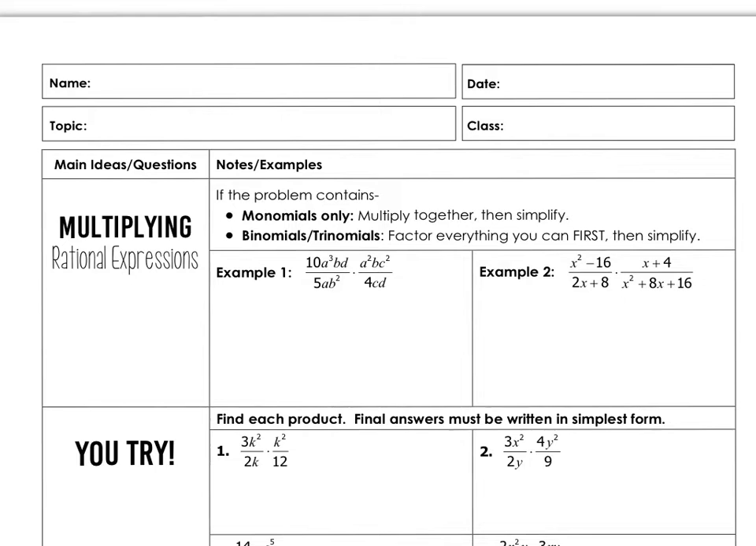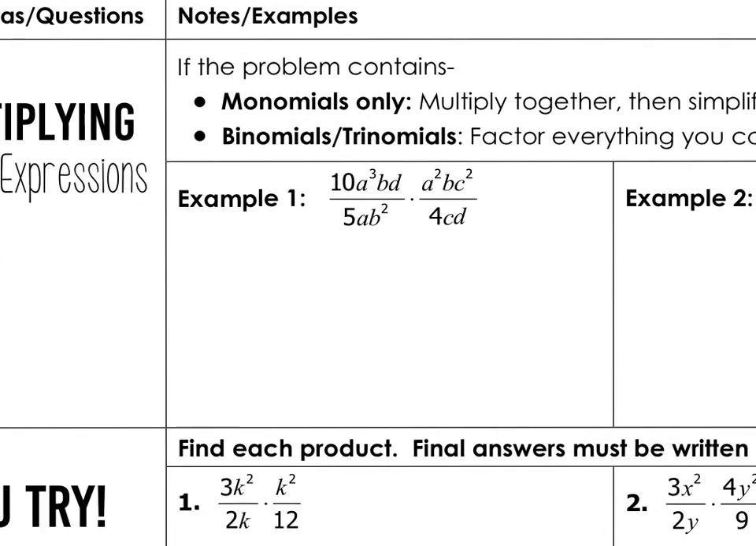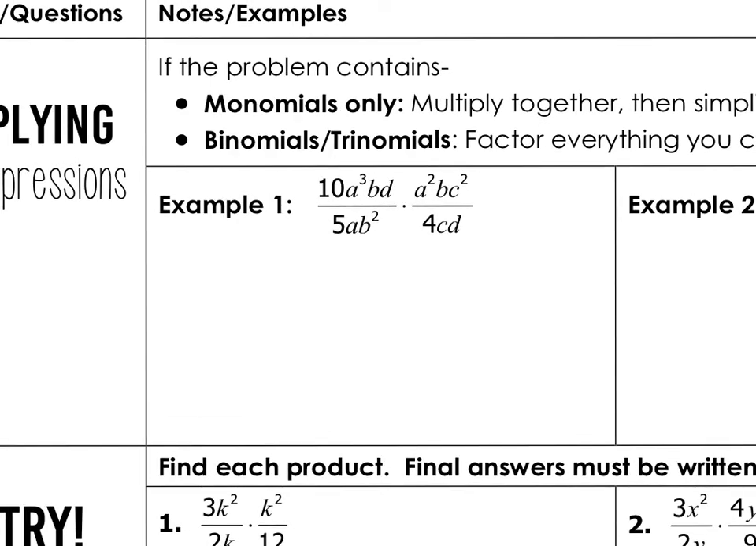So I am not necessarily going to actually multiply them together first. I'm going to simplify first. So if I do this example one right here, I'm going to make it big here. I'm going to simplify as much as I can before I multiply.